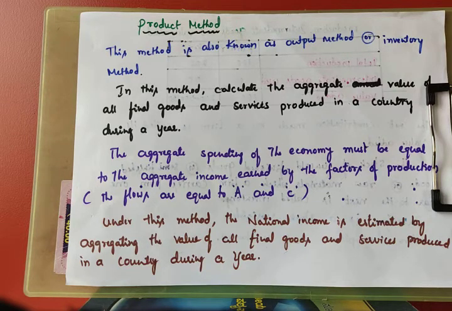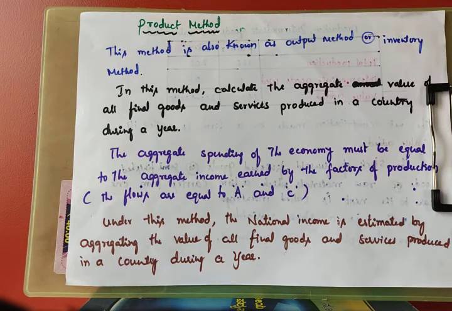National income, we can say, is the value of all final goods and services. We can calculate the national income in terms of money, that is, the value of goods and services.